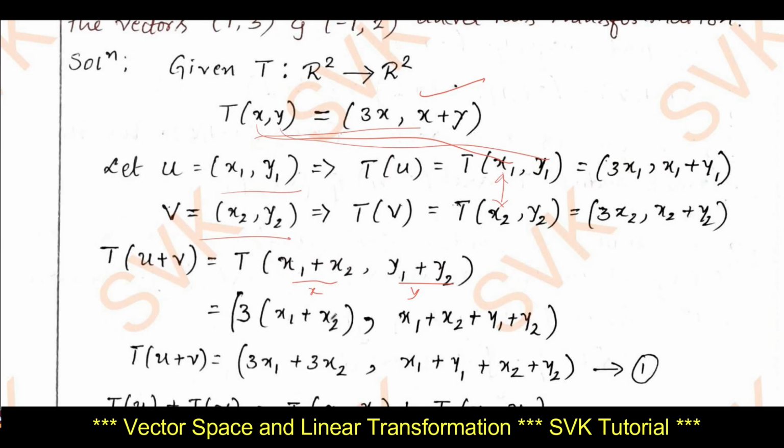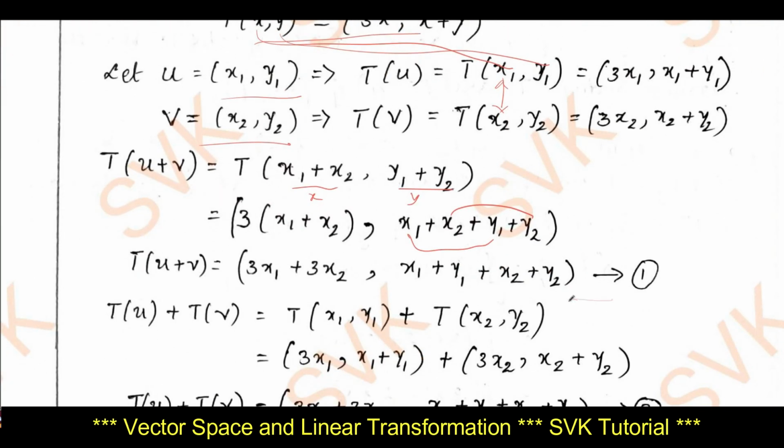So 3 times of (x1 plus x2, x1 plus x2 plus y1 plus y2). Expanding that expression, I am going to get 3x1 plus 3x2, x1 plus y1, and rearranging, x1 plus y1 plus x2 plus y2. I will name this as equation 1.